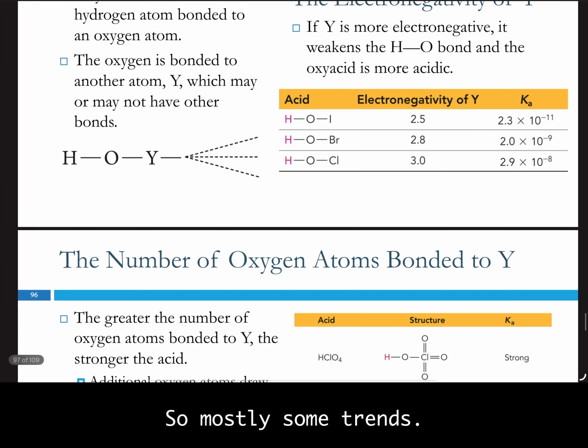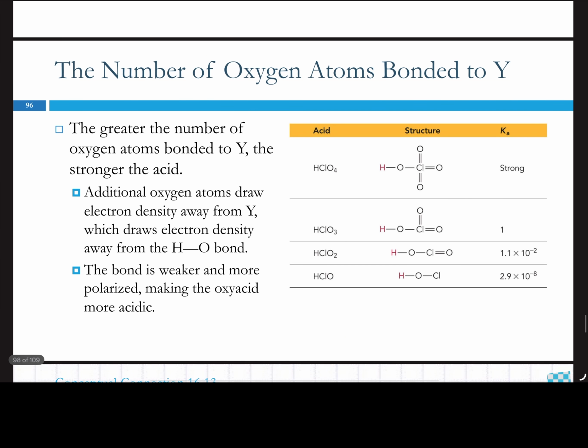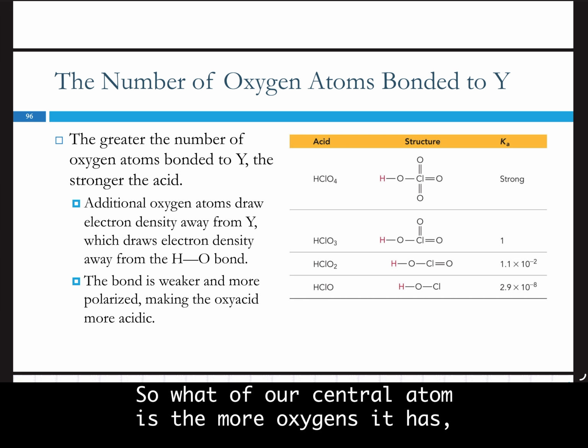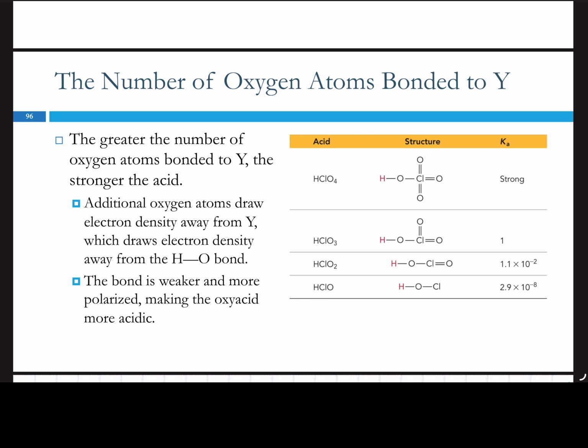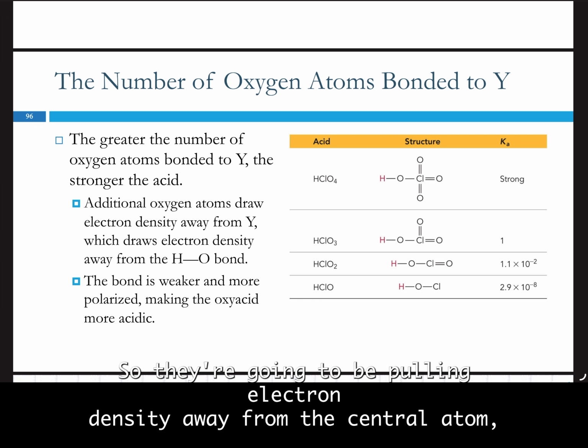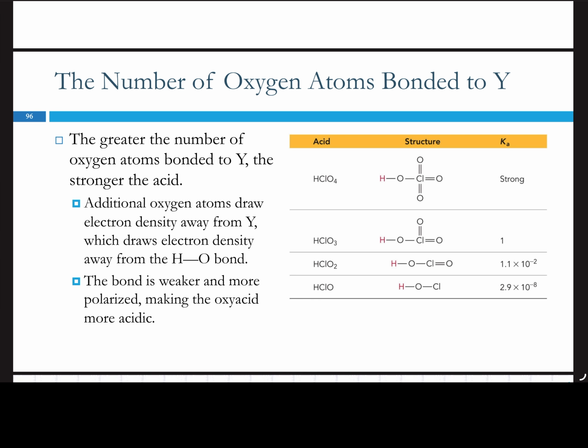So mostly some trends. The other one is the number of oxygen atoms bonded to Y. So whatever our central atom is, the more oxygens it has, the stronger the acid. And there's a couple things at play there. One of them is that all of those oxygens, pretty electronegative, are going to be pulling electron density away from the central atom and away from hydrogens.